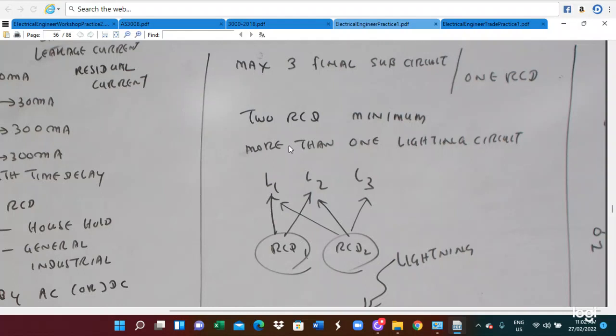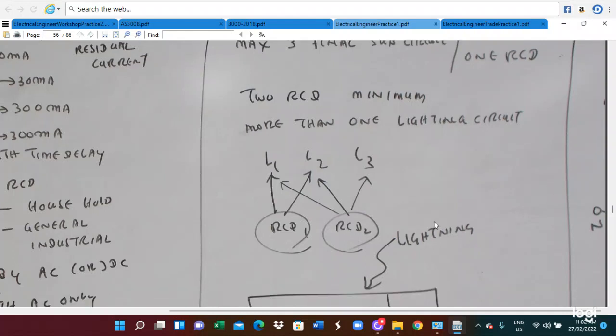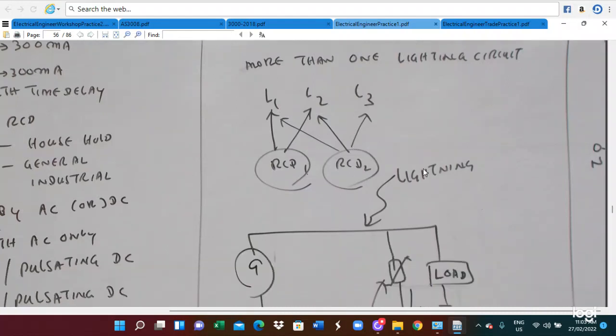In this case, with more than 1 lighting circuit, if the lighting circuits are more than 1, you have to utilize 2 RCDs. So in this case, there are light 1, light 2, lighting circuit group 1, lighting circuit group 2, lighting circuit group 3. So L1 and L2 utilize RCD1, and L2 and L3 utilize RCD2. So this is the RCD arrangement.